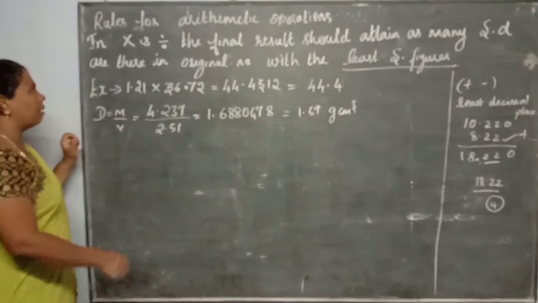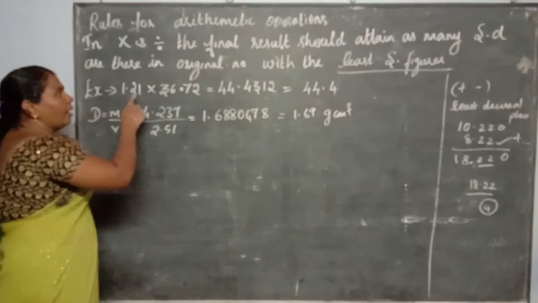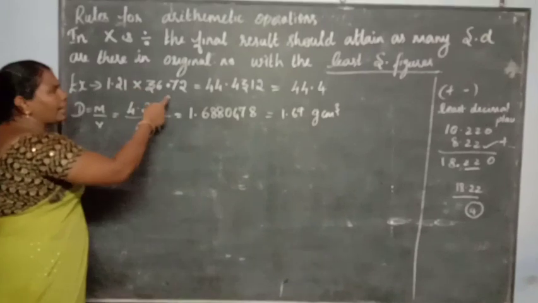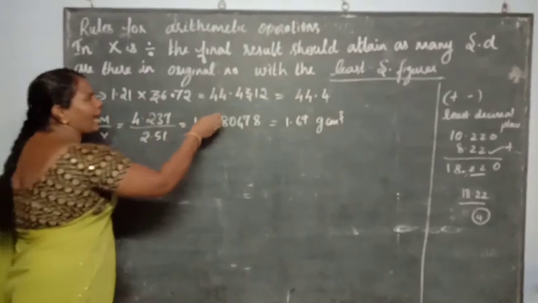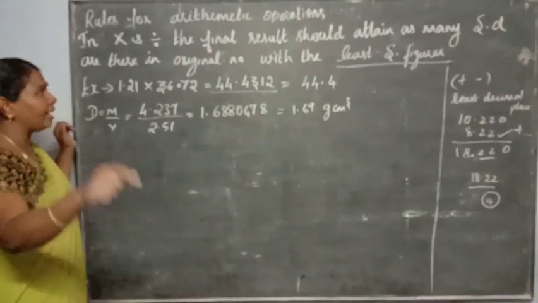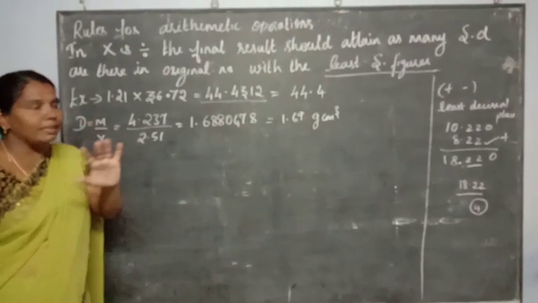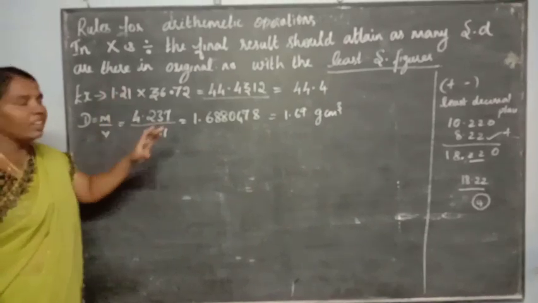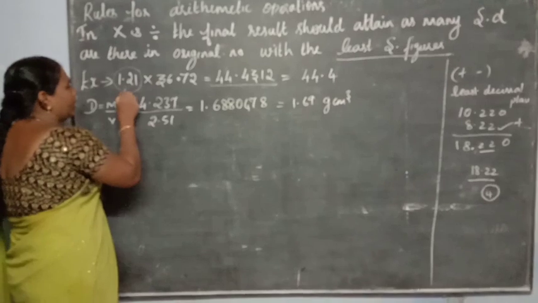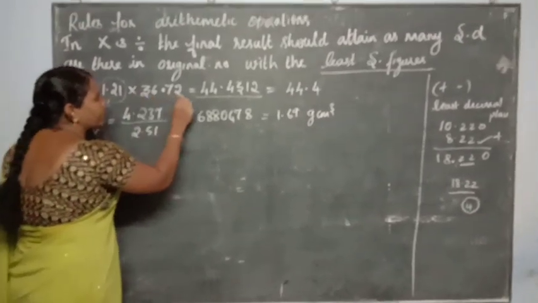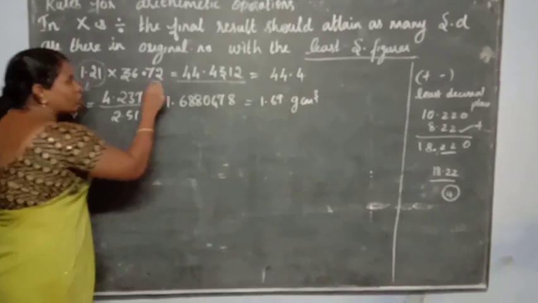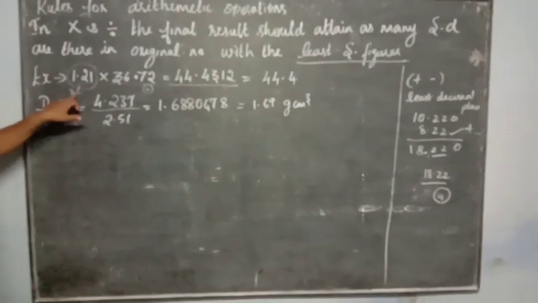Now I show one example: 1.21 multiplied by 36.72. So what is the answer? When multiplying these two values, in multiplication you need not bother about the decimal point; you need to count the significant digits. First find the significant digits of this number. How many? Three. Then here, how many significant digits? One, two, three, four. Here four. So which one is the least? This one.